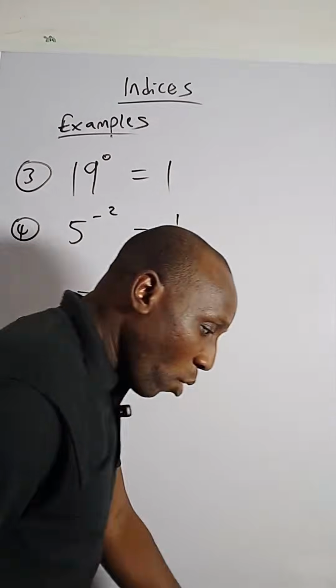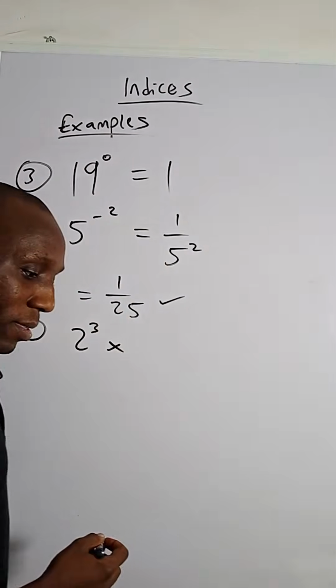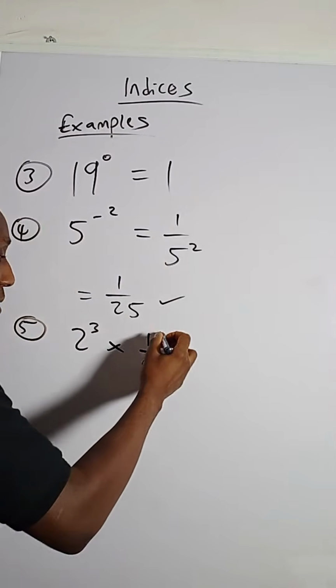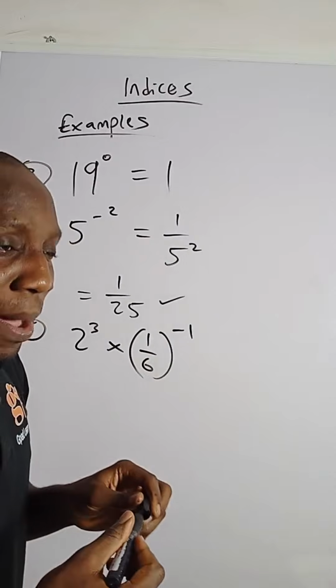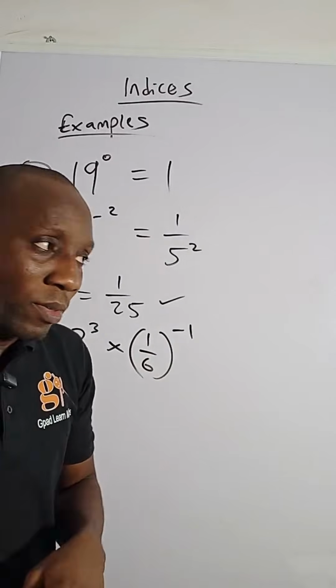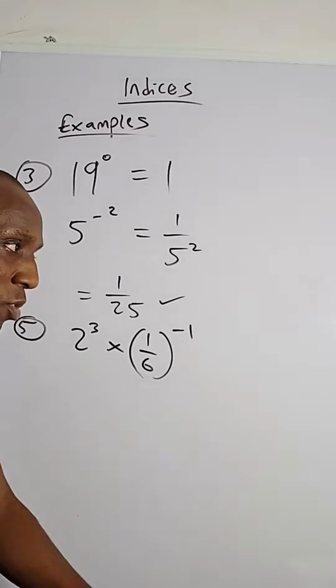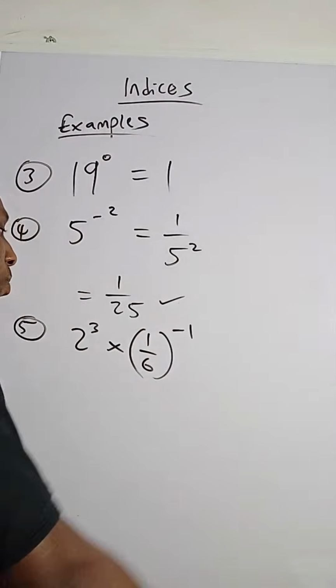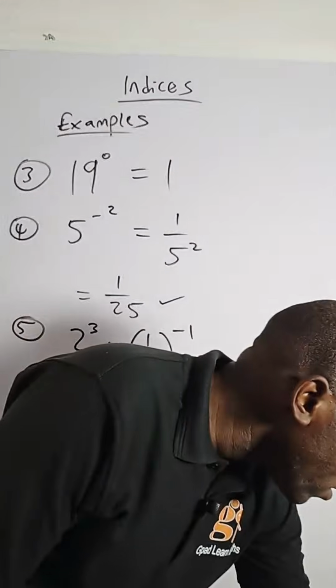So it's getting more interesting. Look at this one: 2 raised to the power of 3 times 1 over 6 raised to the power of negative 1. I'm going to wait for a few seconds for you to provide the answer to this question. Don't worry, I'll still do it, but I just want you to tell me. You can work it out in a few seconds and drop your answer in the comments.